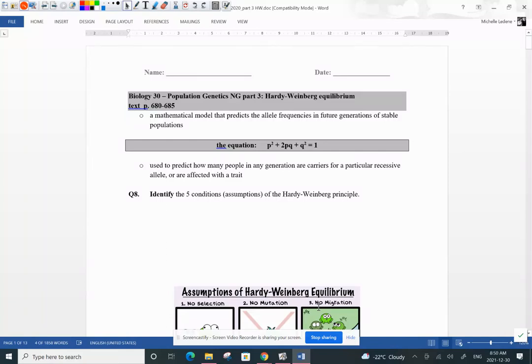Good morning, Biology 30s. So we're back at our Population Genetics Notes Guide Part 3. This is our Hardy-Weinberg equilibrium.